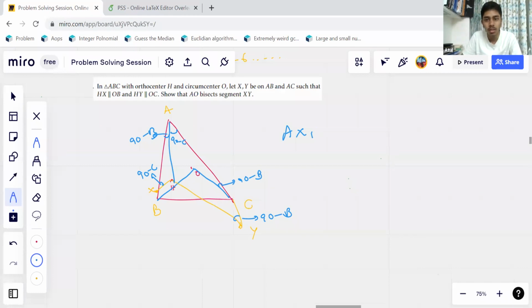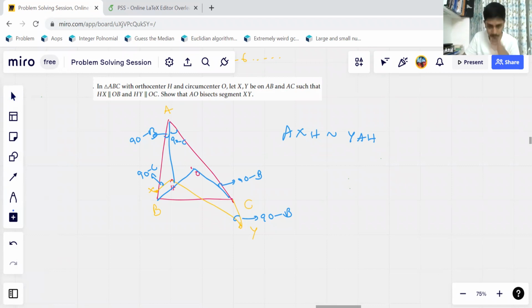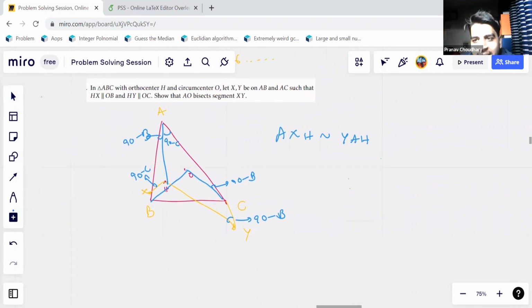So AXH is similar to, what's the order, YAH. So H is the spiral similarity center sending XA to AY. So it's the midpoint of the symmedian chord, so AH is the symmedian. So we're actually done. Okay, that was quick.